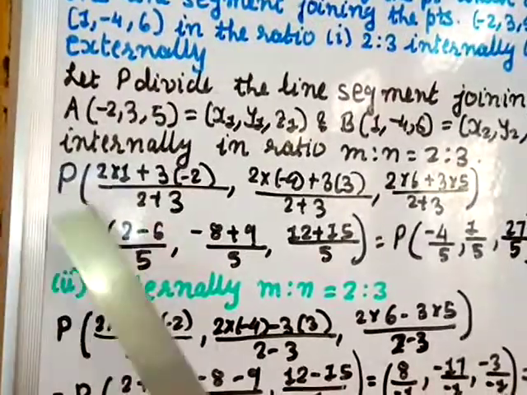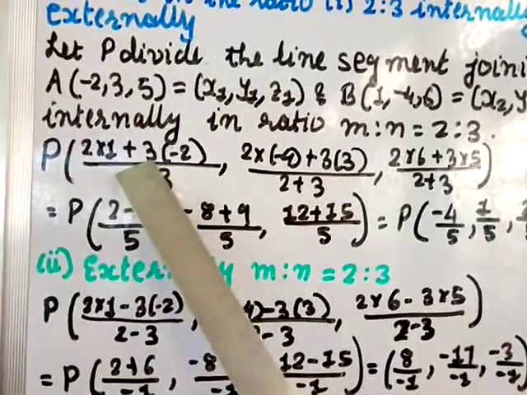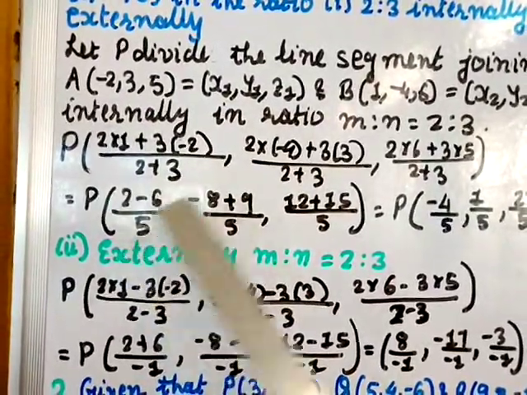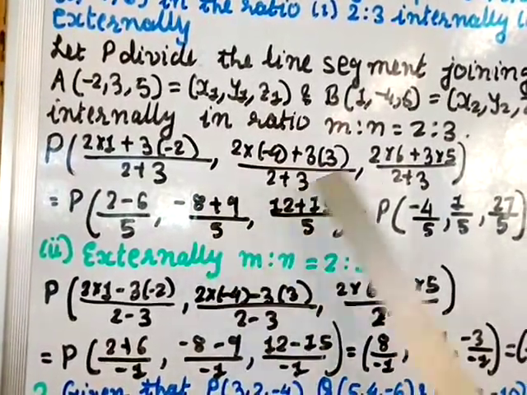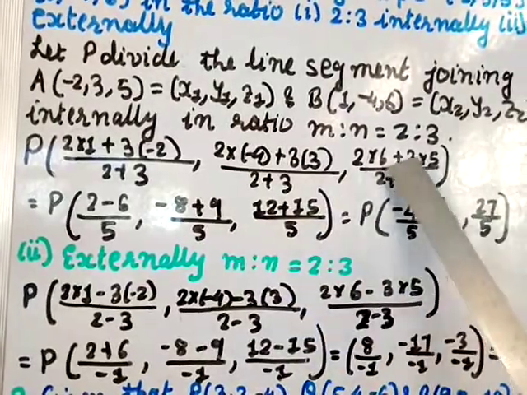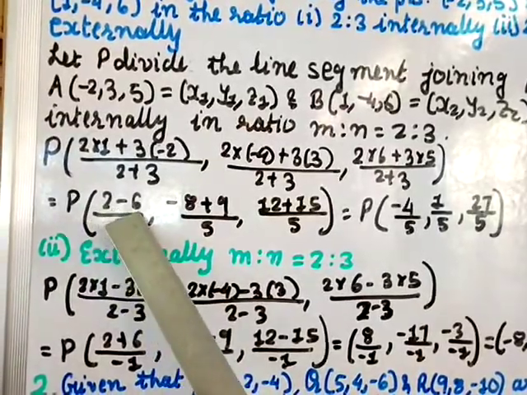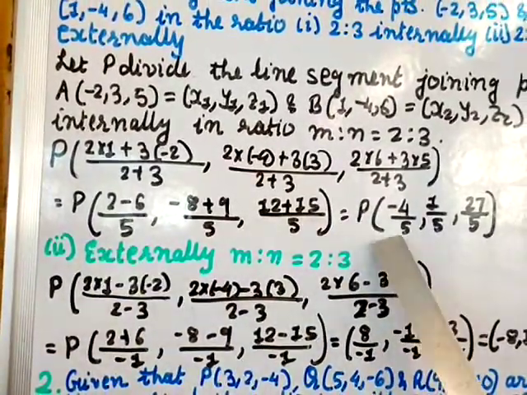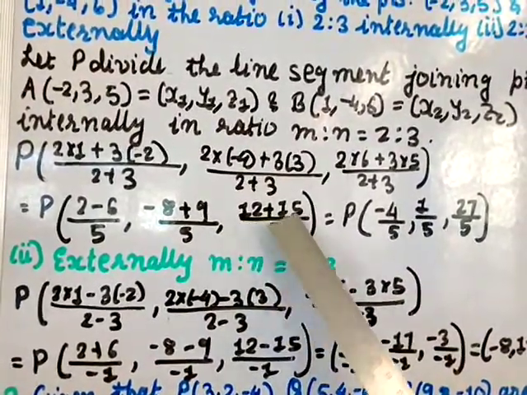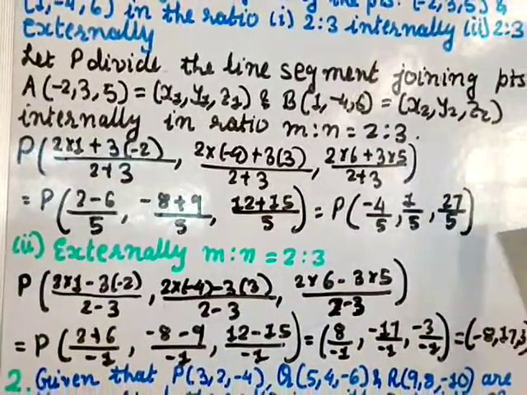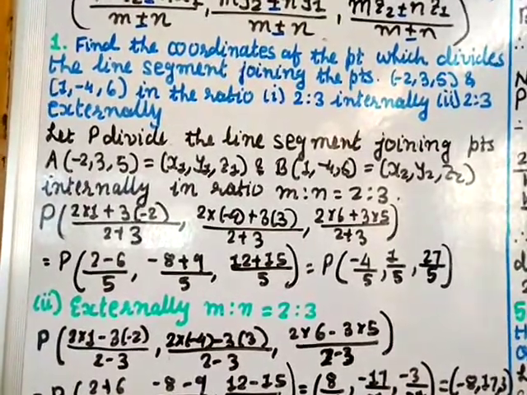So you get for P: 2 into 1 is 2, plus 3 into -2, that is -6, so this plus becomes minus, and 2 into 3 is 6, divided by 2 plus 3, that is 5. 2 into -4 is -8, plus 3 into 3 is 9, divided by 5. 2 into 6 is 12, plus 3 into 5 is 15, divided by 5. 2 minus 6 gives -4/5. -8 plus 9 is 1/5. 12 plus 15 is 27/5. So these are the coordinates of the point that divides the given line AB internally in the ratio 2:3.